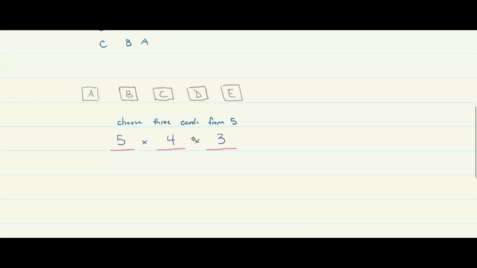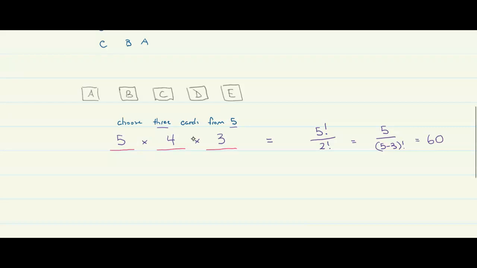Now, if I wanted to write that in factorial notation, I've got 5 factorial, but I'm going to have to chop off the 2 and the 1, aren't I? Or I could write it as 5 factorial over 5 minus 3 factorial, and that's just using the numbers that I was given. 3 cards from 5. So 5 times 4 is 20, times 3 is 60. So that means I've got 60 ways that I can select 3 cards from 5.